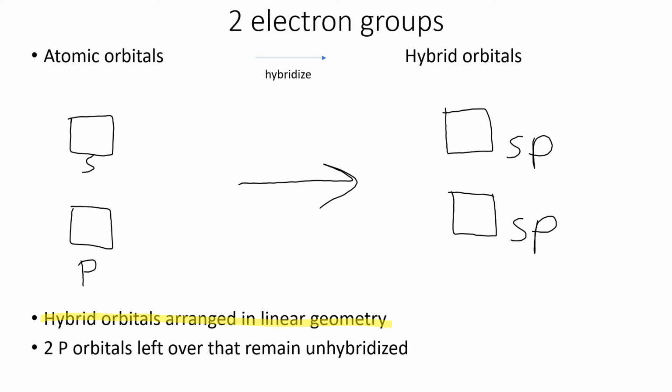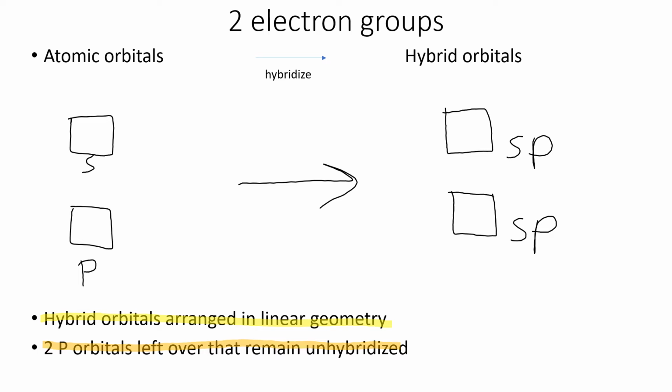Now there's something important to take note of when you're looking at this. We know that when we have the atomic orbitals, there are three different p orbitals that we have. We only used one of them. That means we have two of those p orbitals left over. That's going to become important later. We can see what we can do with them. But for right now, we just want to make note that I have some p's in reserve. They weren't used in this hybridization. That's what happens with two electron groups.